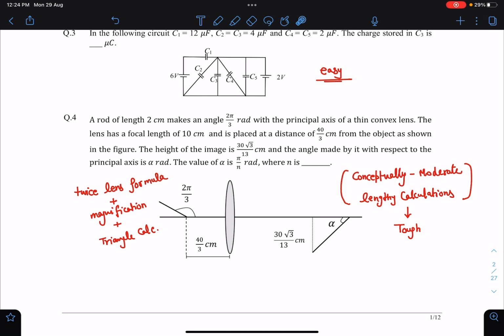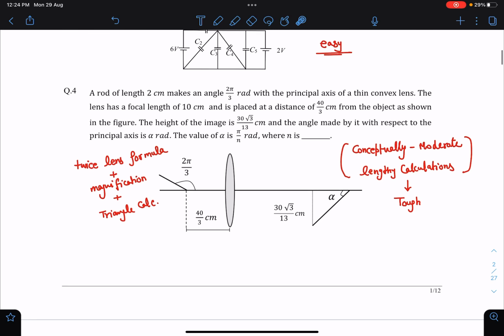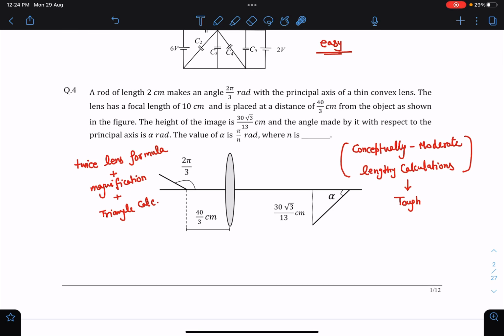Conceptually it's not a very tough problem, but I feel in the exam environment it will be a tough problem. Not many people will know this concept also. So in my opinion, this is a tough problem.